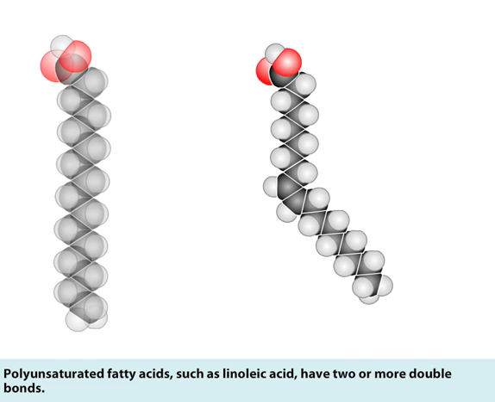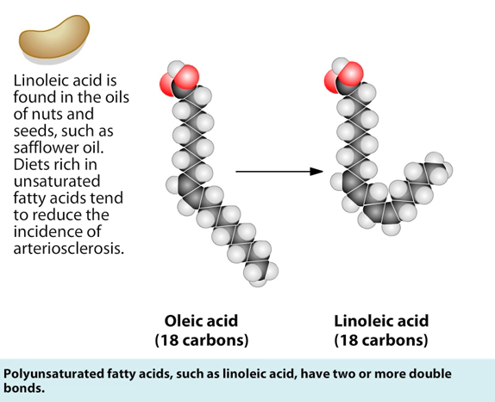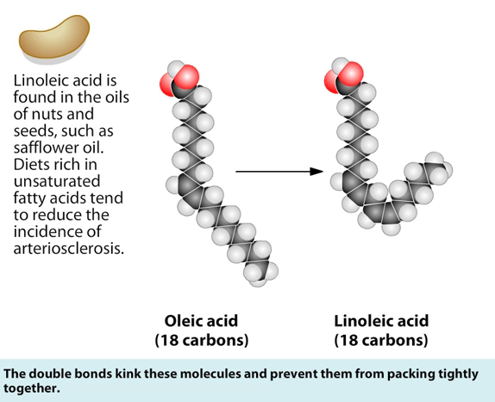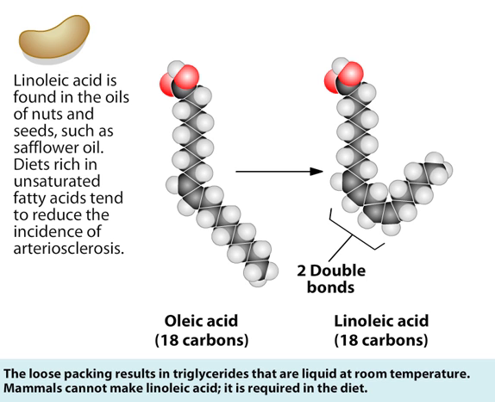Polyunsaturated fatty acids, such as linoleic acid, have 2 or more double bonds. The double bonds kink these molecules and prevent them from packing tightly together. The loose packing results in triglycerides that are liquid at room temperature. Mammals cannot make linoleic acid. It's required in the diet.